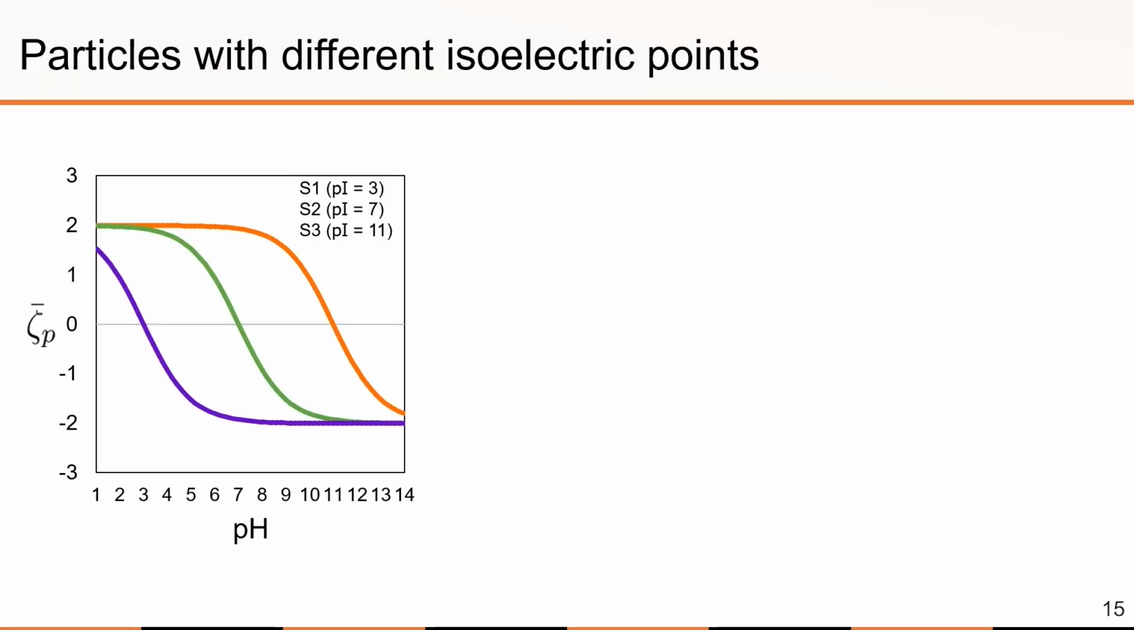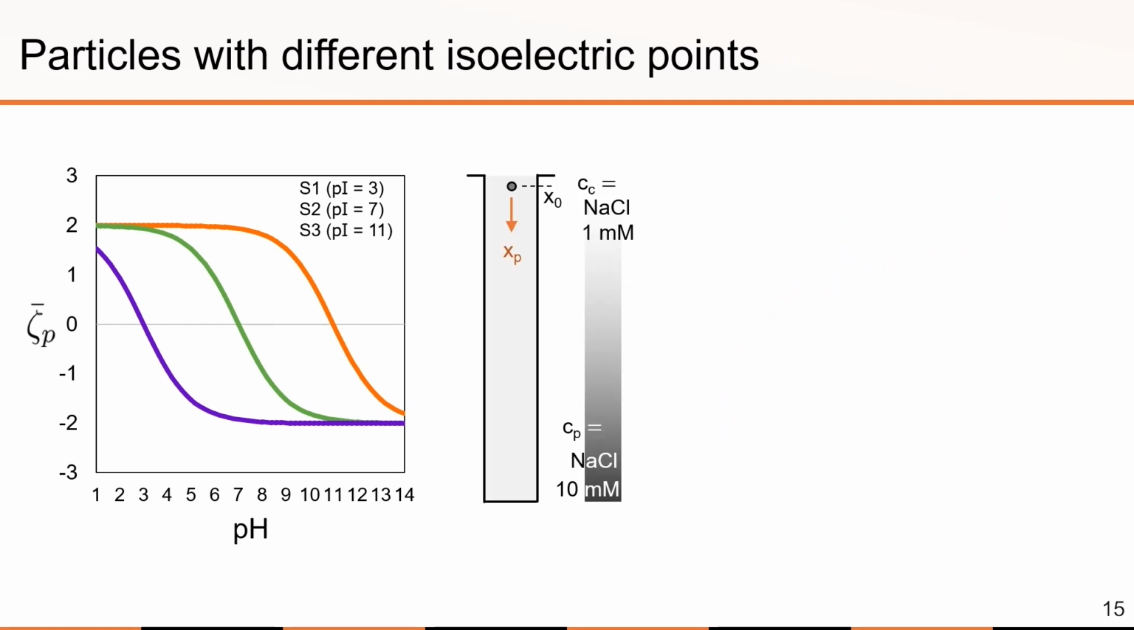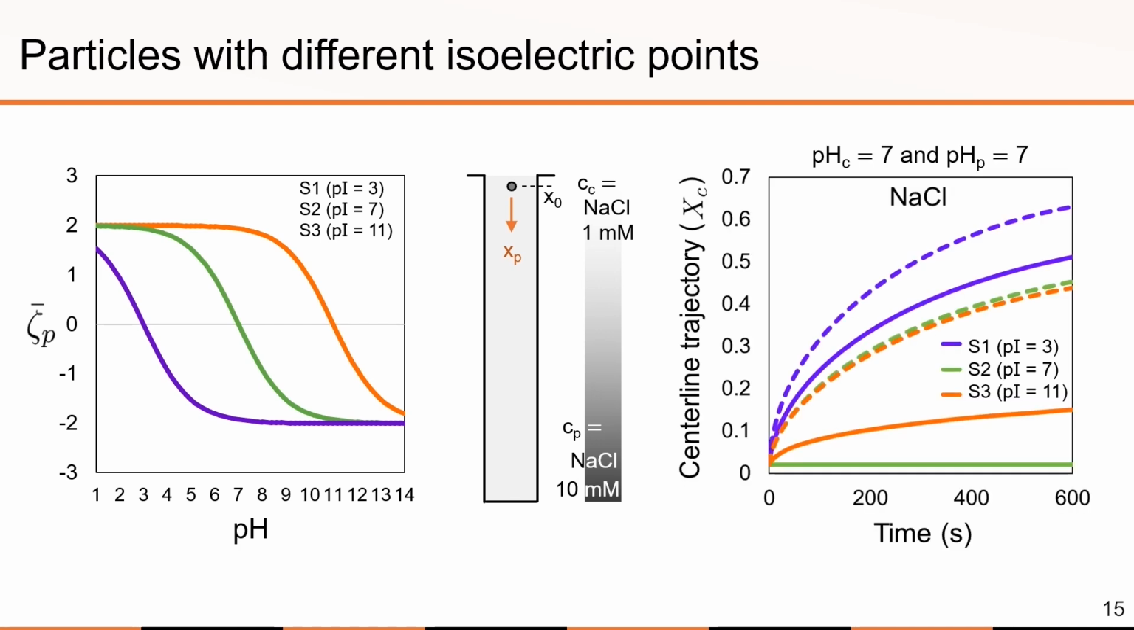Finally, we conduct a thought experiment or a numerical experiment by considering particles with different isoelectric points. These 3 curves represent 3 different particles with different zeta potential functions of pH. If these particles are put under a concentration gradient of sodium chloride, the diffusiophoretic trajectories will look like the solid lines, and the trajectories that include both the effects of diffusiophoresis and diffusiosmotically induced liquid flow inside a pore will look like the dotted lines.